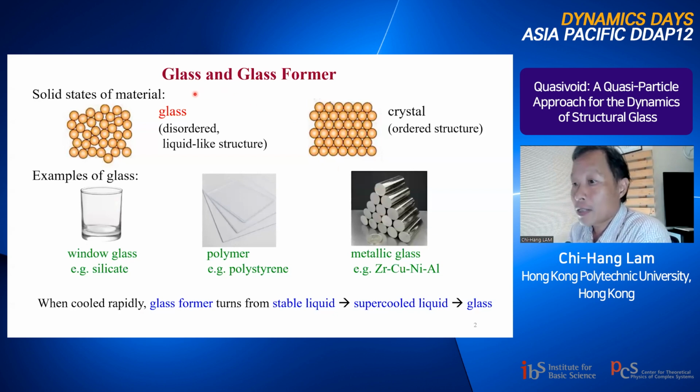A glass is a state of matter with a disordered structure. So we consider it in a more generic approach. Examples we will look at include usual window glass, glassy polymer, metallic glass, and so on and so forth.